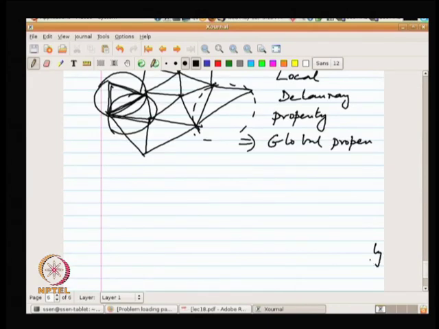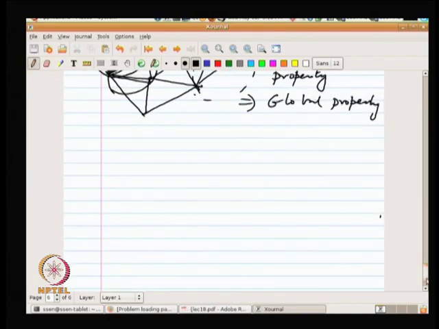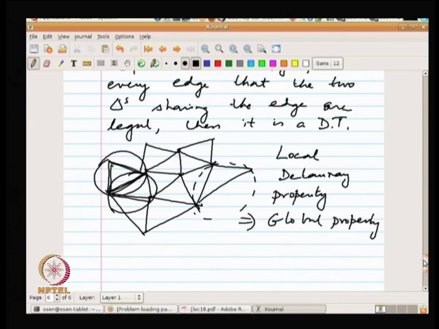The proof is by contradiction. I am not going to do this. Basically, what you can show is that suppose there is some triangulation that satisfies the local Delaunay property, and suppose there is some violation in the sense that although it satisfies the local property, there is some point that lies within the disk, then you can actually work backwards to show that it will violate some local property. So I am not going to go into a strict proof of this, but it can be worked on the basis of contradiction. So these are some of the nice properties about Delaunay triangulation.